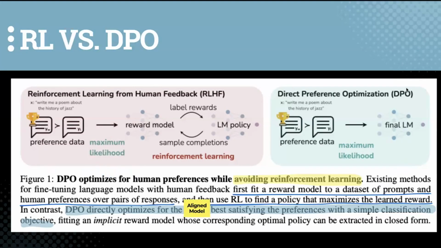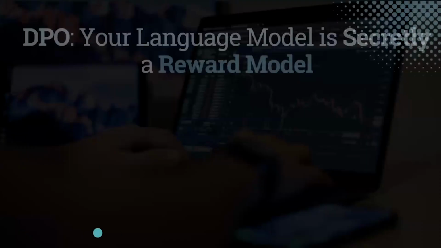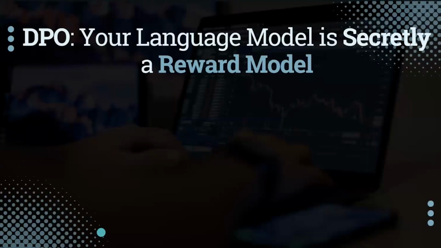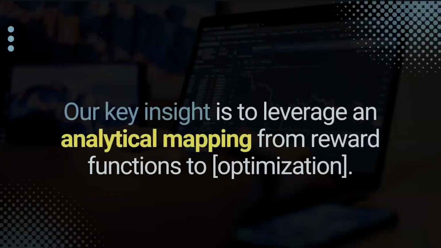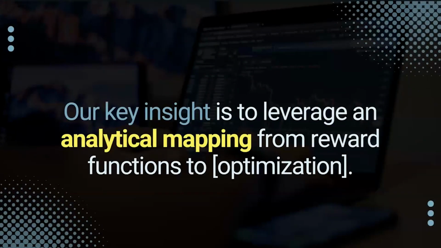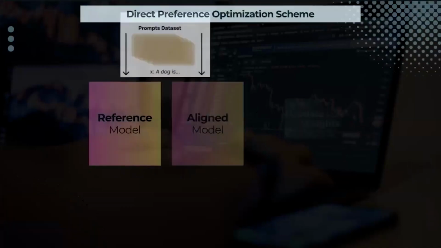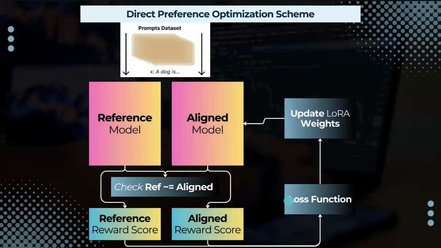DPO, the literal paper DPO, the title of it is Your Language Model is Secretly a Reward Model. And their key insight was that you can actually analytically map from reward function to optimization. How? Well, you guys guessed it, through our good friend, the loss function.